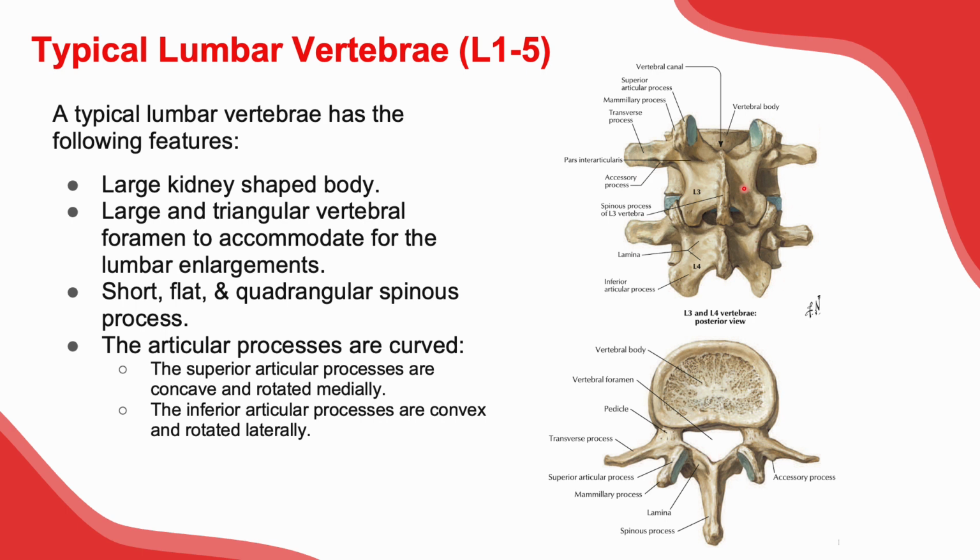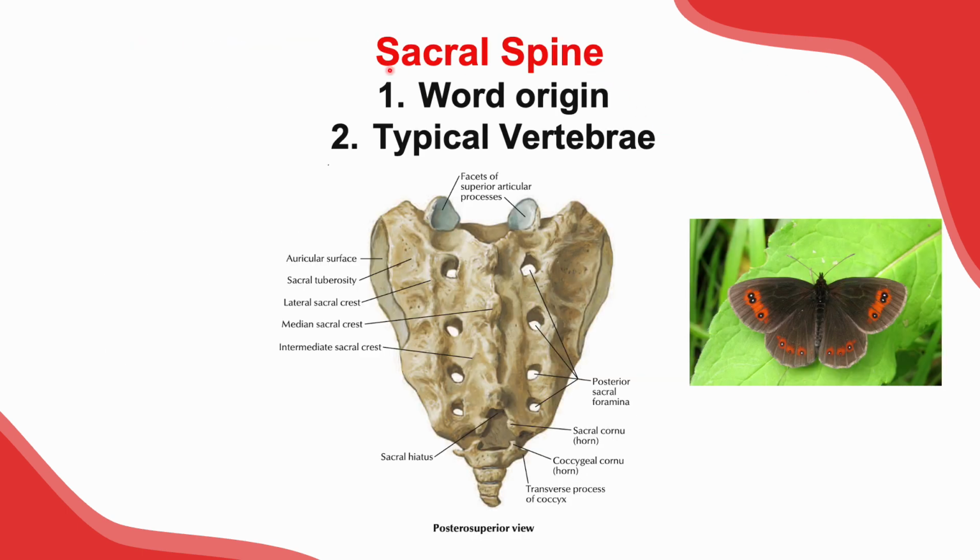The lumbar vertebrae have a short, flat, and quadrangular spinous process, and the articular processes on its superior surface are concaved and rotated medially, while the articular processes on its inferior surface are convex and rotated laterally. Don't you remember in the 12th thoracic vertebra we said that the inferior articular processes become convex and rotated laterally? Well, this is called lumbarization of the 12th thoracic vertebra. Lumbarization. Now we're going to talk about the sacral spine.